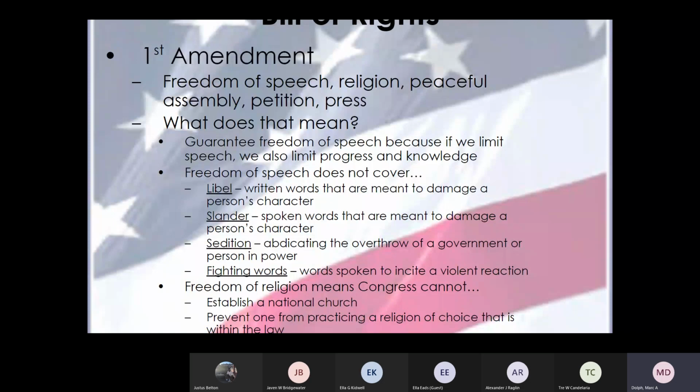Freedom of speech does not cover libel, slander, sedition, fighting words. I'm not going to spend too much time on these because we spent time on them the other day. Libel, obviously, emphasis on written. Slander, emphasis on spoken. Sedition, this is a different thing. Advocating the overthrow of a government or person in power.